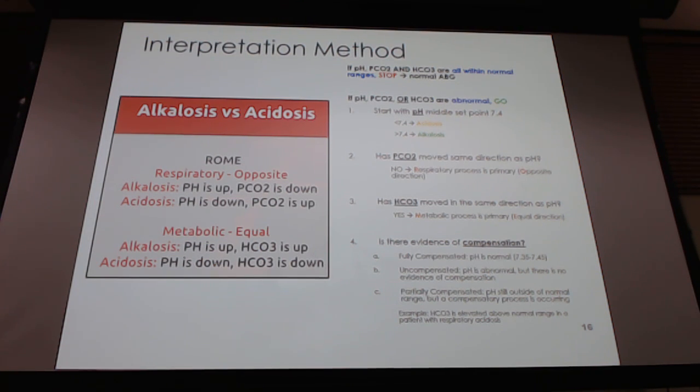If it's less than that, it's acidic. If it's greater than that, it's alkalotic. Then you switch over to PCO2. Now, PCO2 is acidic. Or excuse me, if this confuses anybody, I apologize. I just totally said it backwards. So if it's acidic, so if the PCO2 goes up, we would assume that the pH is going to go down.